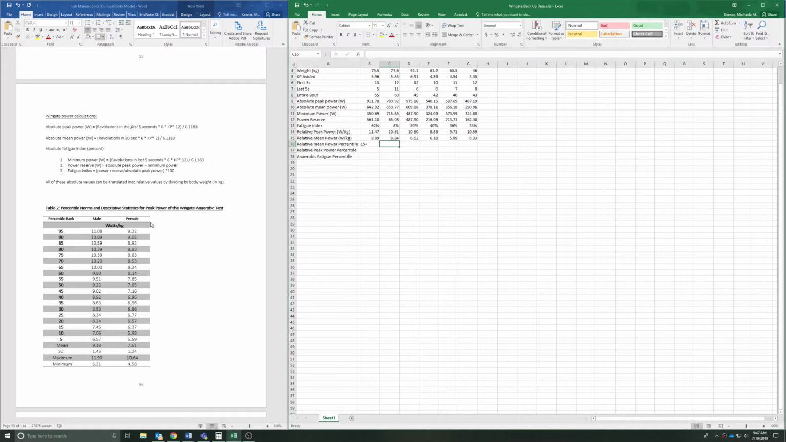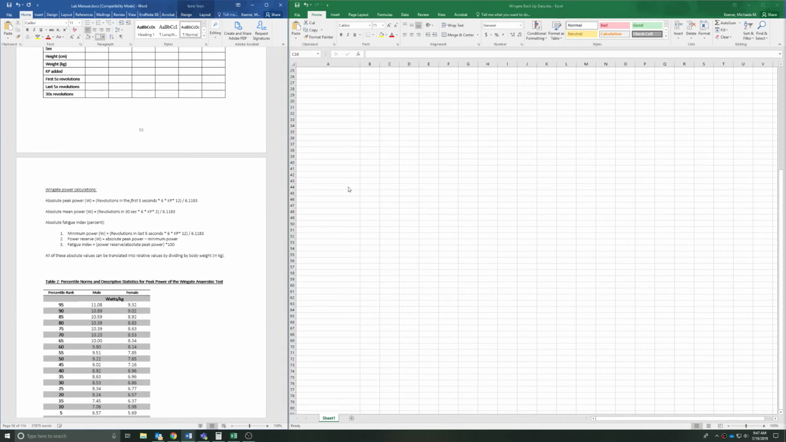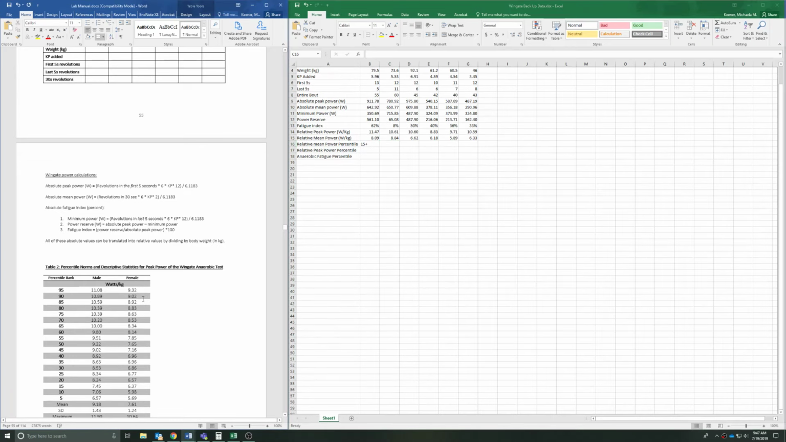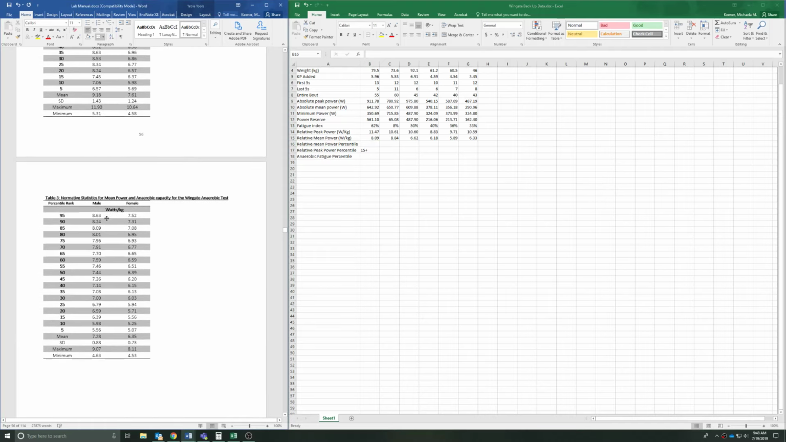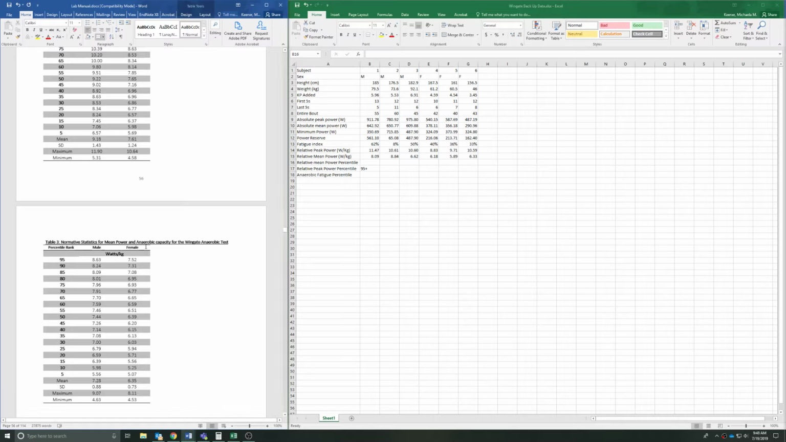For the relative peak power, make sure for peak power you're looking at the right one. So this is actually the peak power. For the mean power, so for peak, we'd be looking at the 11.47 here. So this person's actually above the 95th. For the mean power, 8.09, they fall right at 85.